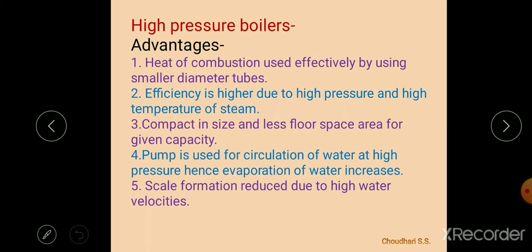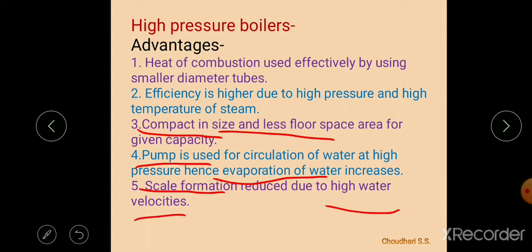Next, we consider the compact size and less floor space as compared to the low pressure boilers. A pump is used that provides positive circulation of the water, and a higher evaporation rate will be there. And the last advantage is scale formation. Scale is formed if the water has impurities or salts that make a scale on the boiler tubes. Because of the higher velocities used, this scale formation is also avoided.